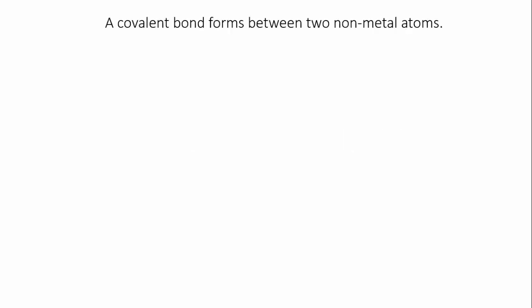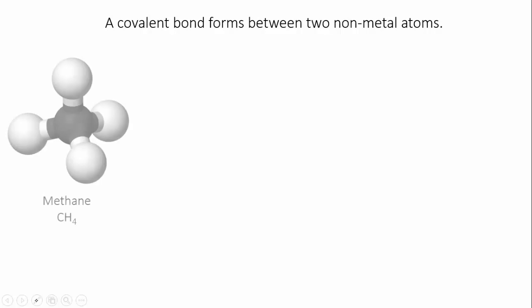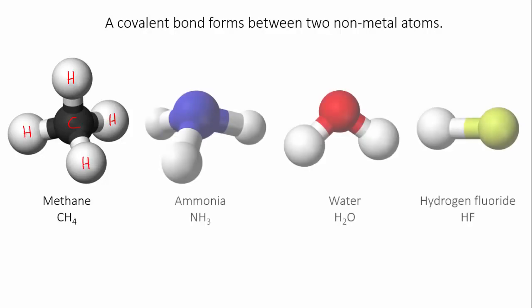First, remember that a single covalent bond is between two atoms and it involves one pair of shared electrons. For instance, in this methane molecule there are four bonds, each joining one hydrogen atom with the central carbon. Now have a look at these three other molecules. Each is a compound of hydrogen with another non-metal.